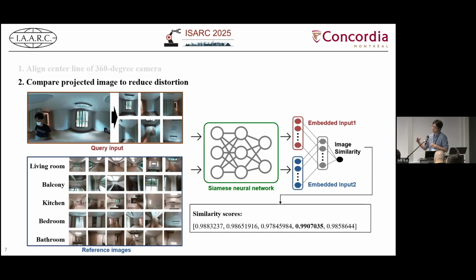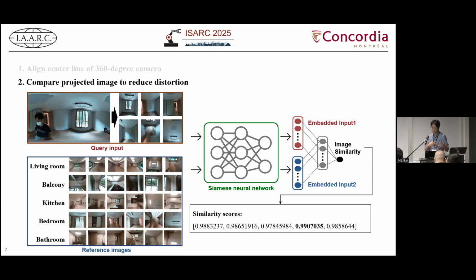Next, distortion resulting from different capturing spots within a room is mitigated by using CMP, cube map projection-based comparison. For each room, the pre-captured equirectangular photos and the input photos are both projected into 6 cube map faces, and the similarity scores are computed for each corresponding face. These face-wise scores are then averaged to yield an overall similarity score.